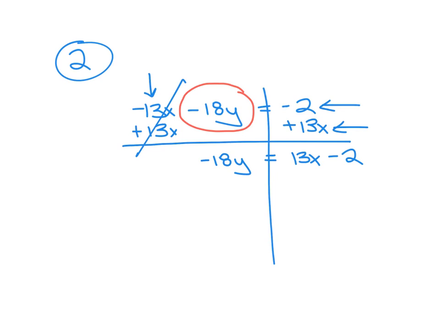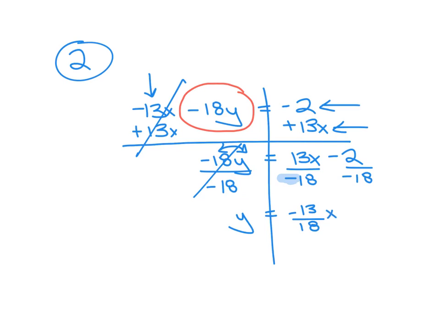Okay, my last step is to divide everything by the number in front of y, which is -18. So I'm going to divide everything by -18 to get the y by itself. -18 divided by itself is 1, and I'm left with y equals. Now, notice how this negative is on the bottom of my fraction, but because I have just one negative, that goes with the whole fraction. So I'm going to write that as -13 over 18x.